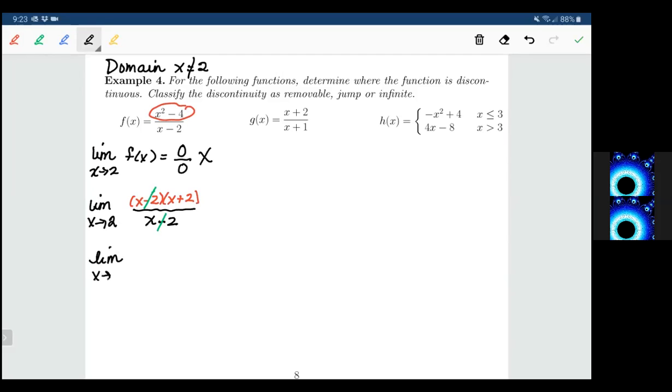And when we do that, we have the limit as x approaches 2 of just simply x plus 2. And now by direct substitution, we see that this is equal to 4. So this limit exists. The function value f of 2 does not exist, but the full limit does exist. So we can say that this is a removable discontinuity.